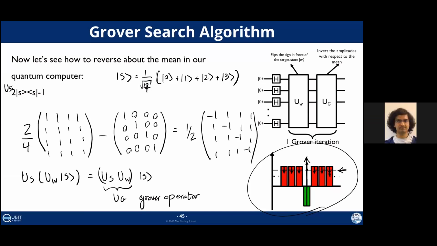Amir, quick question. Is the second operator that you're applying in that diagram on the right, is that UG or US? Oh, that should be US, actually. That was changed. Thank you for clarifying that. That is US. So that is this operator, the reversing about the mean operator.